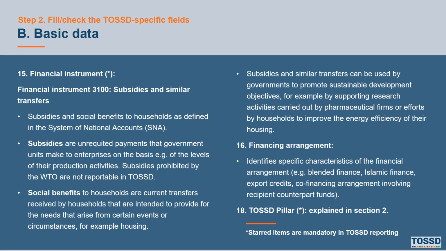It covers subsidies and social benefits to households as defined in the system of national accounts. Subsidies are unrequited payments that government units make to enterprises on the basis, for example, of the levels of their production activities. Subsidies prohibited by the WTO are not reportable in TOSSD. Social benefits to households are current transfers received by households that are intended to provide for the needs that arise from certain events or circumstances, for example, housing.